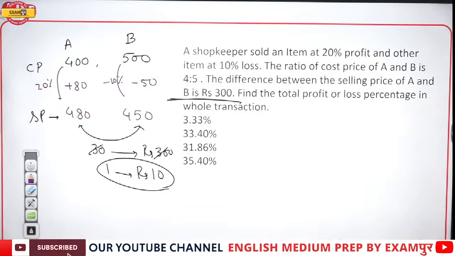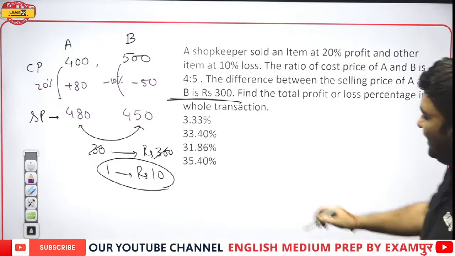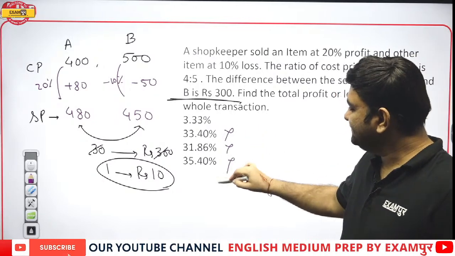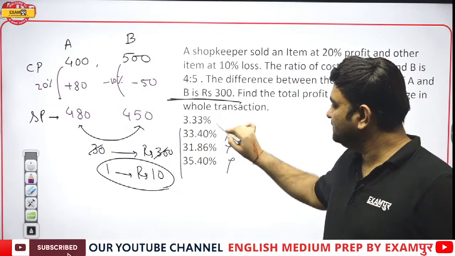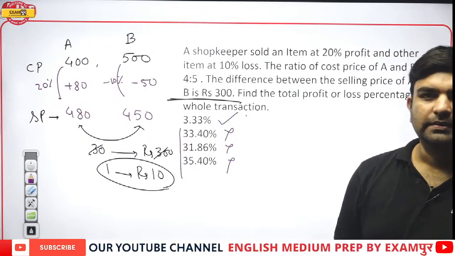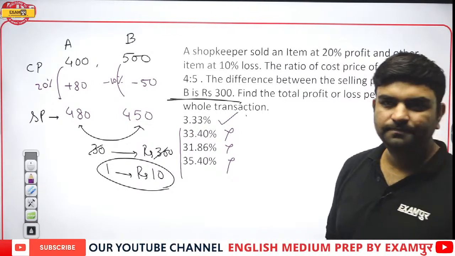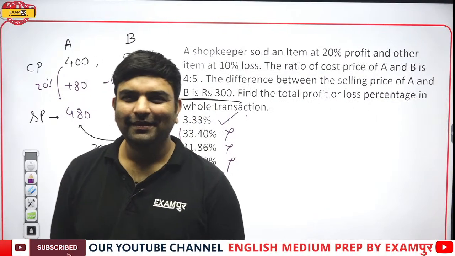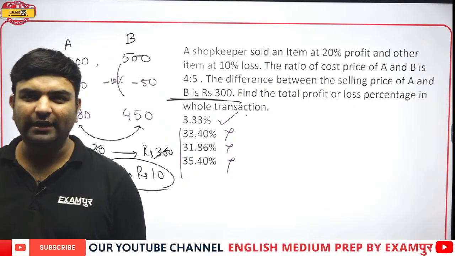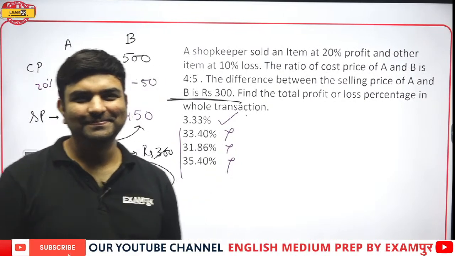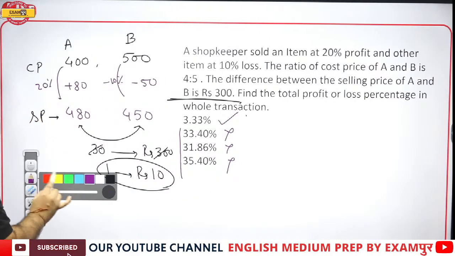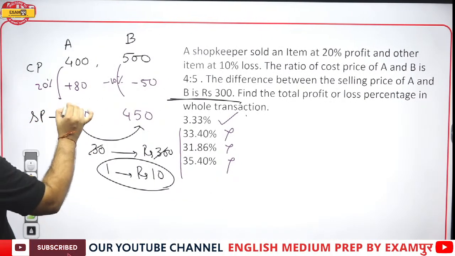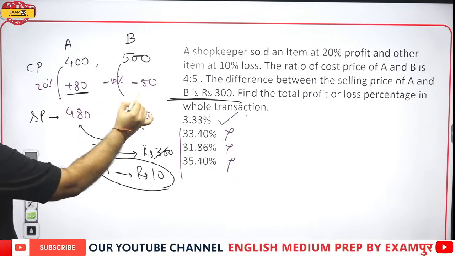Find the total profit or loss percentage in the whole transaction. These big answers cannot come. What do you say? It's not that much profit or that much loss. Okay, so the profit or loss is plus 80 minus 50.